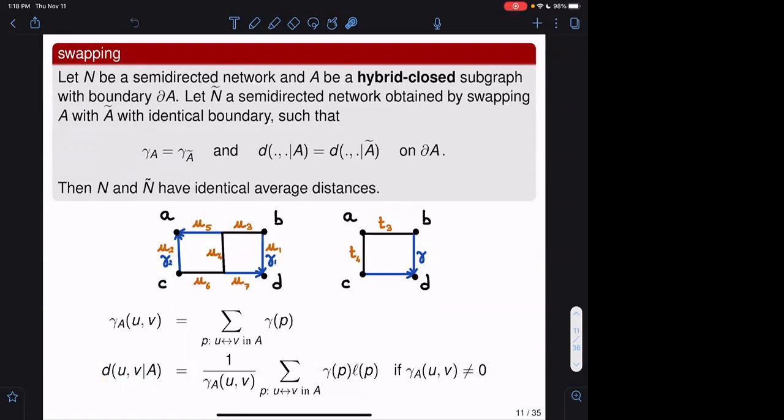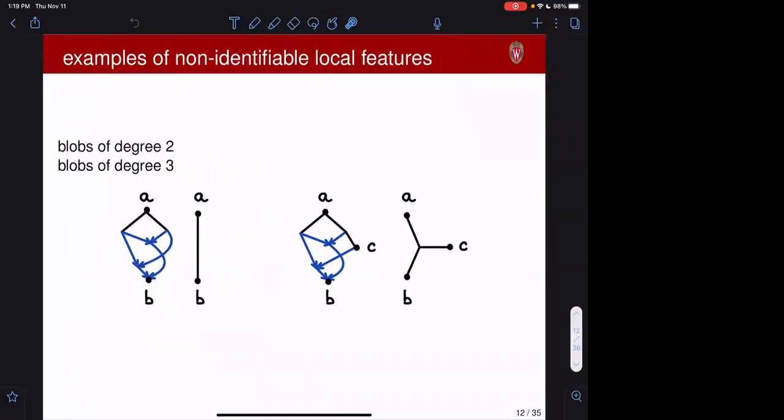And so that would be looking at all the up-down paths, all the paths without any V structure that go from a node to another node, staying within A, and looking at the distance of each path, and then taking the weighted average with the weights, and then normalizing by the weight of all these possible paths. And so if these two matrices are equal before and after the swap, then we prove that the average distances in the larger networks are equal. So this can have tons of applications, and I'm just going to show immediate applications.